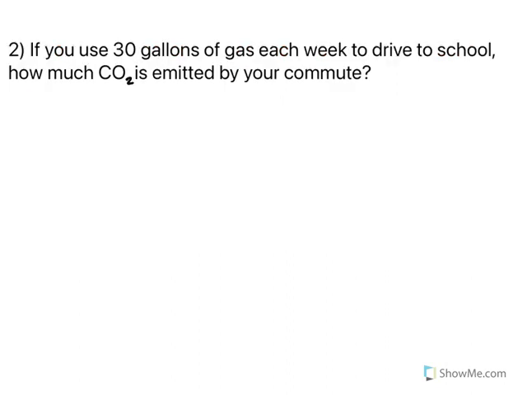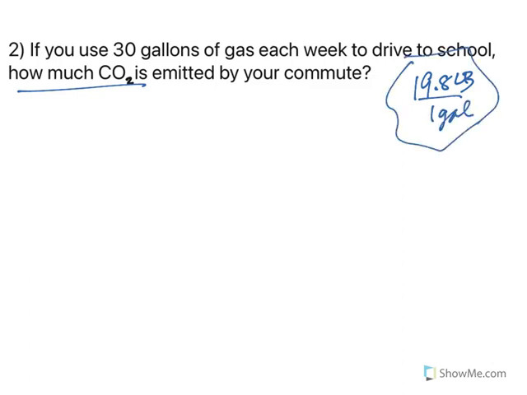So let's play. If you use 30 gallons of gas each week to drive to school, how much CO2 is emitted by your commute? Now, if you're trying to find how much CO2, that means that we're going to be using the 19.8 pounds over 1 gallon of gas. And I know we're going to use it like that because I need my final answers to be in pounds of CO2. We also know that we're starting with 30 gallons.